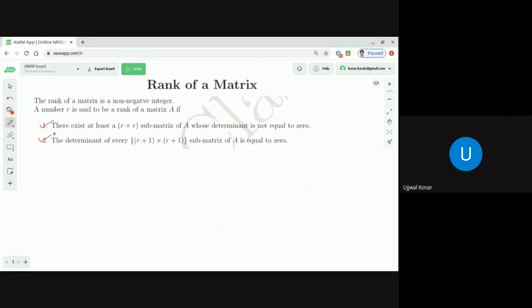What does it mean? Suppose I have a square matrix of order 3. Now from that matrix, if we can find a 2 by 2 submatrix, at least one 2 by 2 submatrix, the value of the determinant of that 2 by 2 submatrix is not equal to 0, then we can say that the rank of that matrix is 2, subject to the condition that the determinant of the 3 by 3 submatrix, that is, the 2 plus 1 cross 2 plus 1 submatrix of A, is equal to 0.